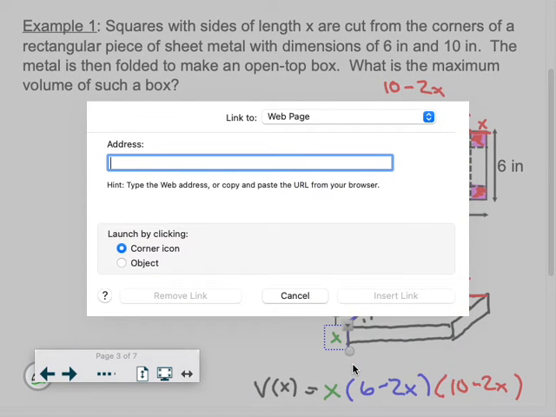Whoops, excuse that. What's going on there? How do I get out of here?